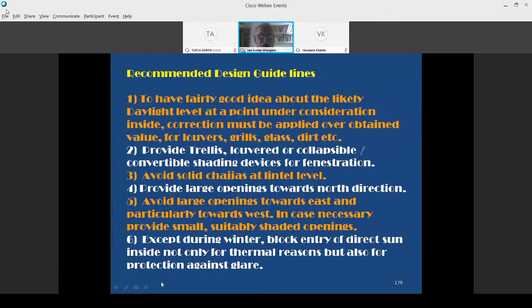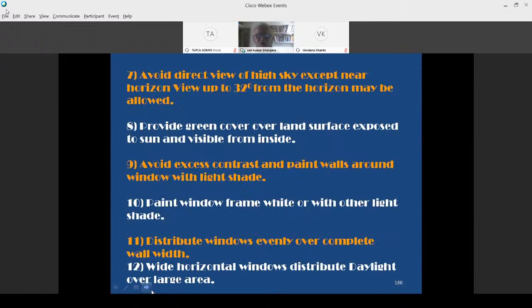7. Avoid direct view of high sky except near the horizon, and view up to 32 degrees from the horizon can be permitted, as that portion of sky will produce less glare. Avoid green cover over lands facing exposed to sun and visible from inside to minimize the effect of glare.